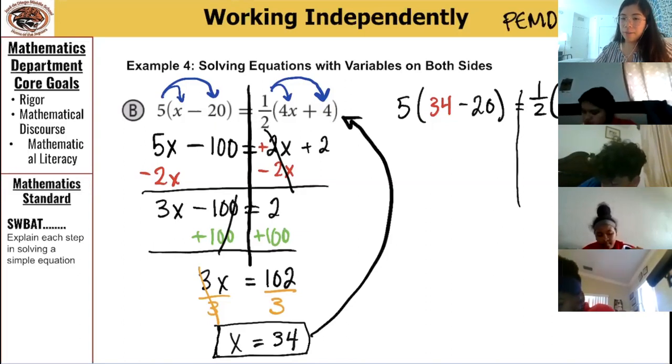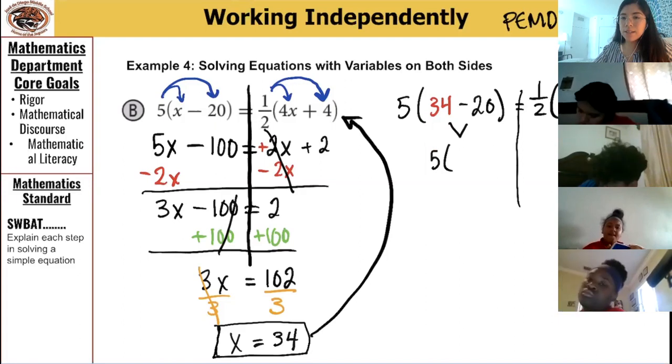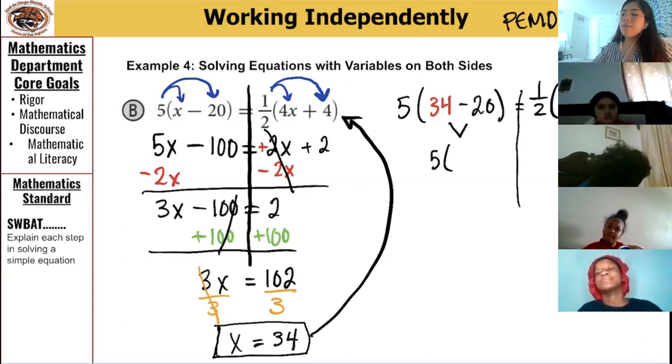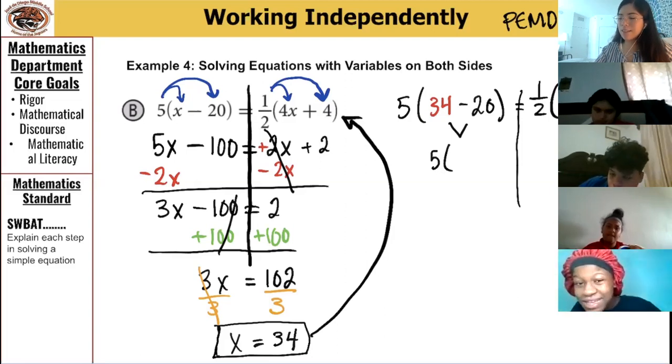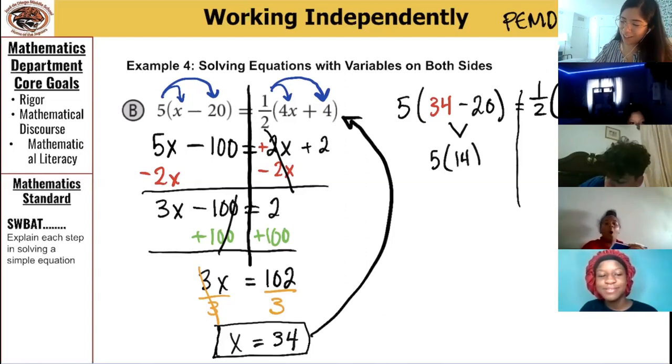So on the left side, I have parentheses. That means I need to do whatever's inside the parentheses first. So 34 minus 20, what does that give me? 34 minus 20. This is 14. 14, thank you. We're getting tired.